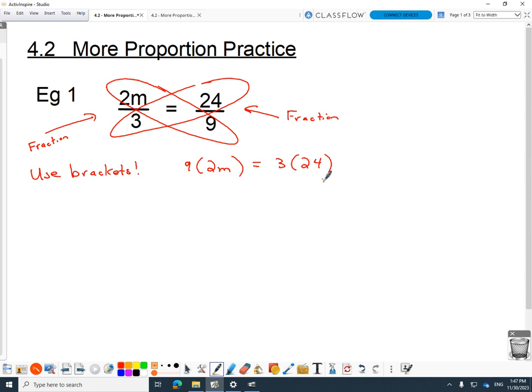9 times 2m. Now we need some help. What's 9 times 2m? 18m. So it's not as bad as it looks. When you see 9 times 2m, you just multiply the numbers together and keep the letters. The variable's the same. Oh, hey. Welcome. How about 3 times 24? 72.